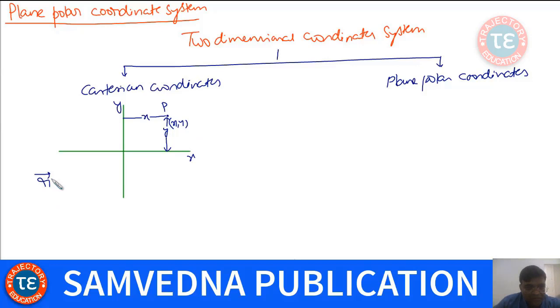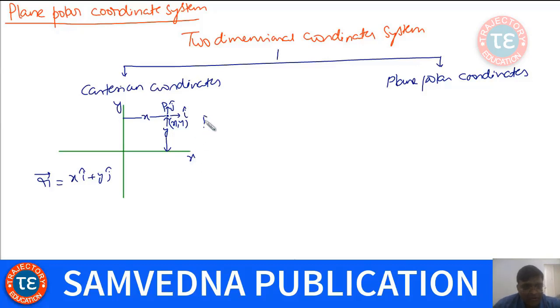And in vector terms, we define the position vector as x i cap plus y j cap, right? Where i cap is the unit vector in the direction of increasing x and j cap is the unit vector in the direction of increasing y. Getting your point? So they are unit vectors, and they are constant vectors also.